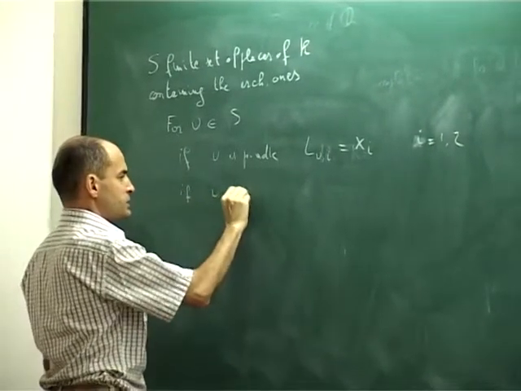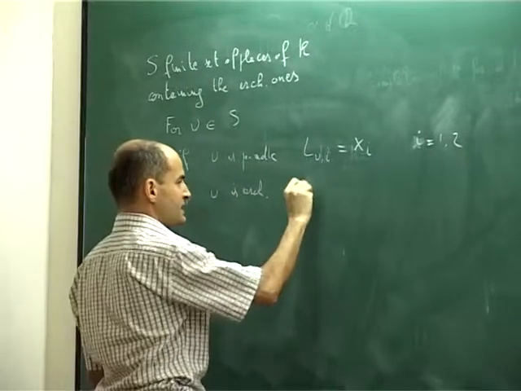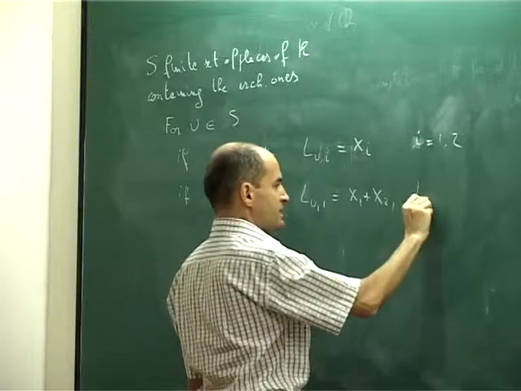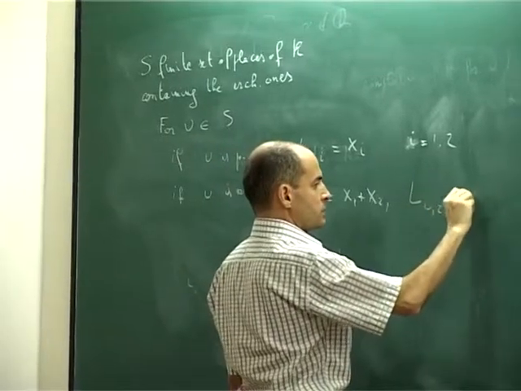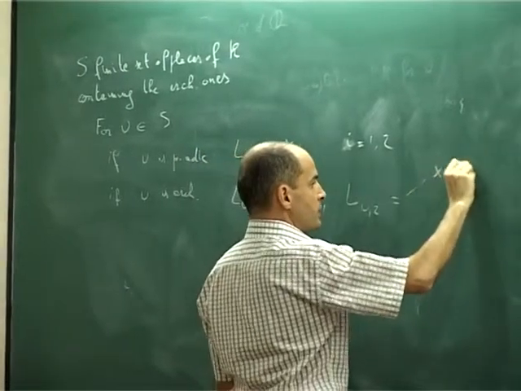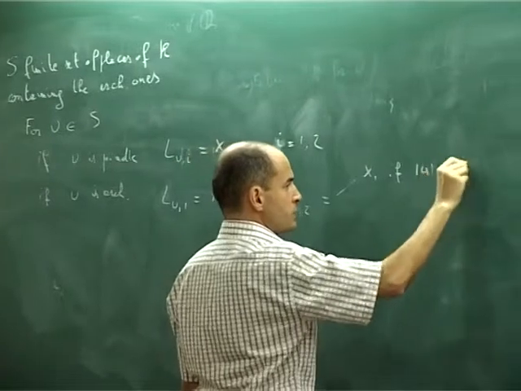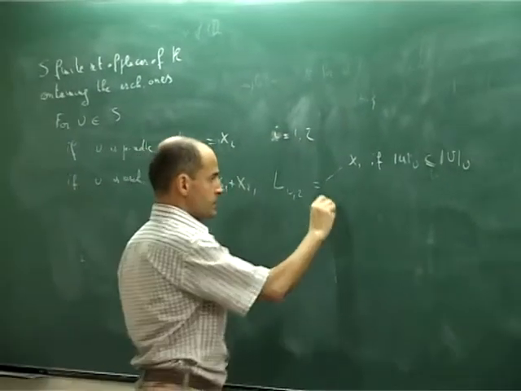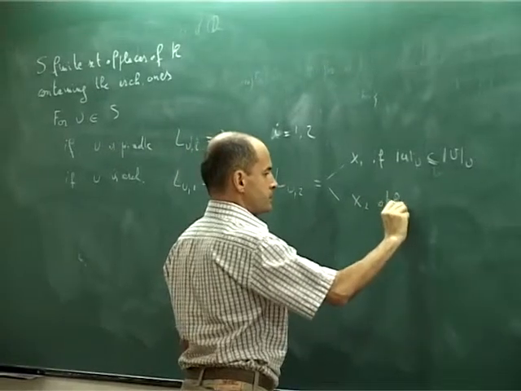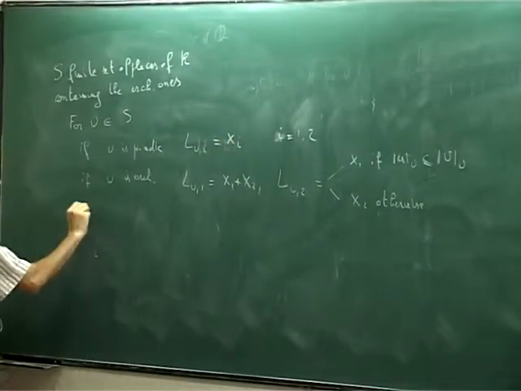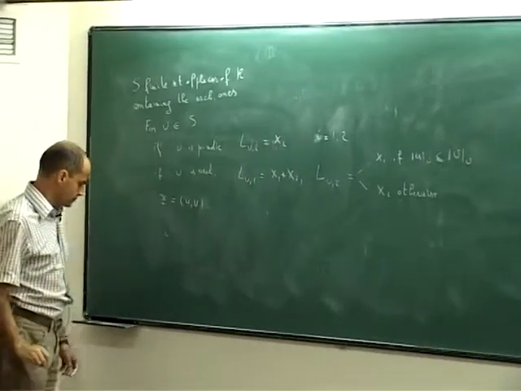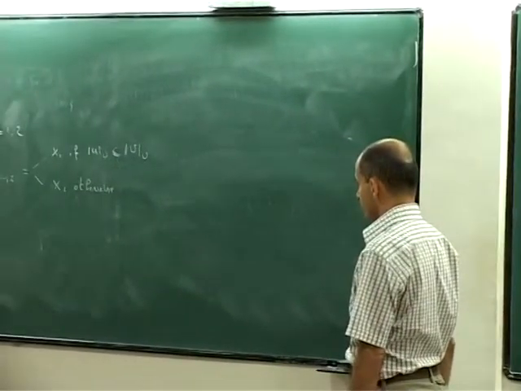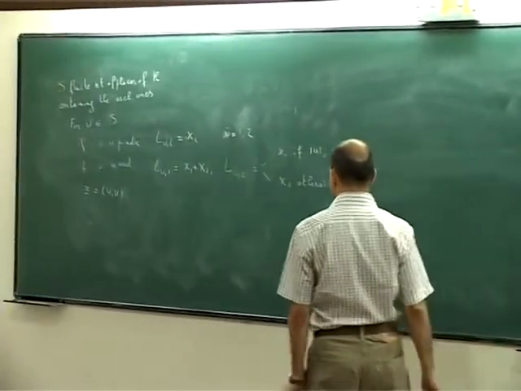And if mu is Archimedean, we take L mu 1 equals X1 plus X2, and L mu 2 equals X1 if the absolute value of u is less than or equal to the absolute value of v, and X2 otherwise. And the point x will be (u, v). Now consider the product.